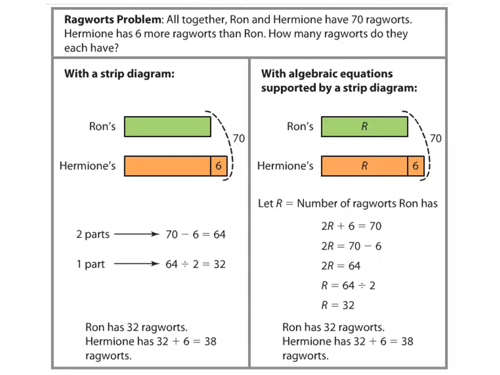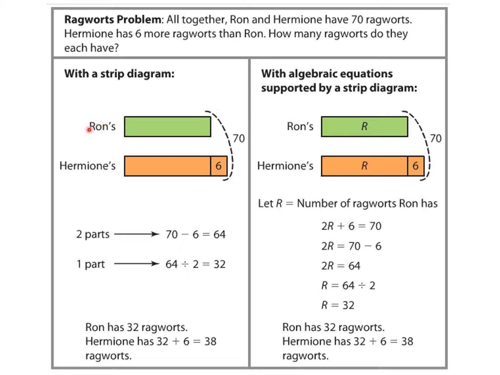Let's look at another problem. It's a little Harry Potter problem. Altogether, Ron and Hermione have 70 ragworts. Hermione has 6 more ragworts than Ron. How many ragworts do they each have? And so we'll draw a strip diagram first.